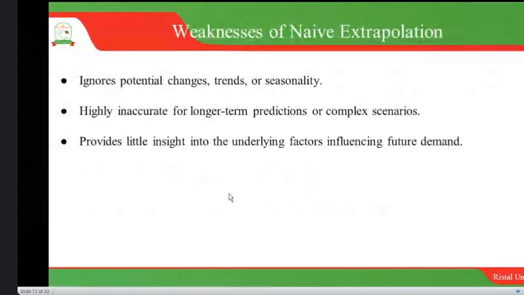We may not really be 100% sure that ideally it's going to change by 5 or 10. Highly inaccurate for longer term predictions. So we cannot be reading January to June to use that information to give us 10 years to come. Definitely things are going to have changed. So the naive extrapolation method is very good in terms of short term, but for long term, it may not be the best. And finally, it provides little insight into underlying factors influencing the future demand.